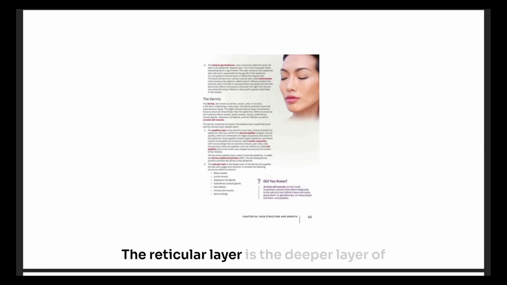The reticular layer is the deeper layer of the dermis that supplies the skin with oxygen and nutrients. It contains the following structures within its network: blood vessels, lymph vessels, sebaceous oil glands, sudoriferous sweat glands, hair follicles, erector pili muscles, nerve endings.